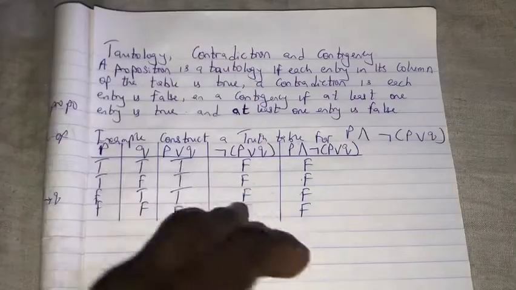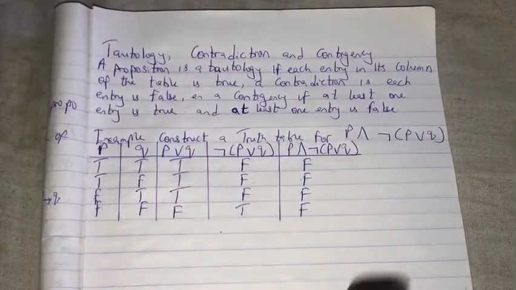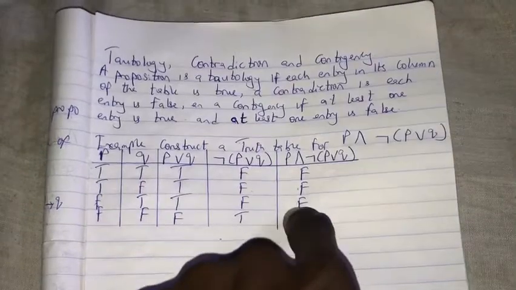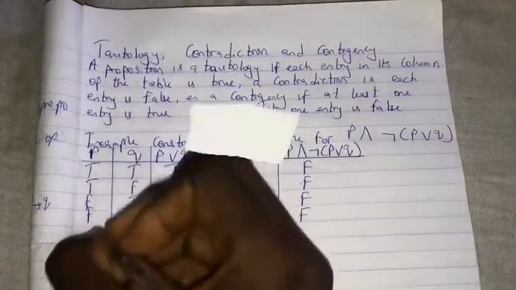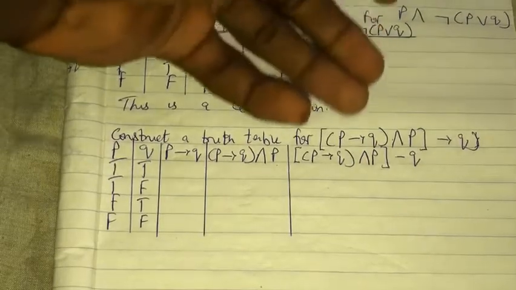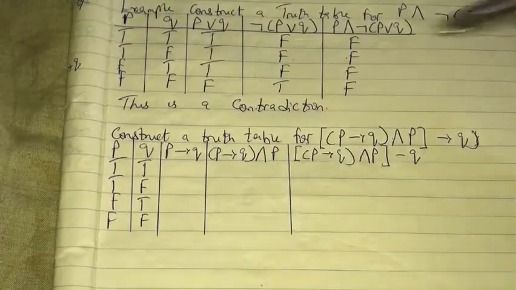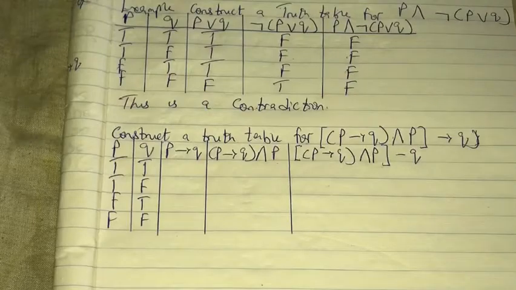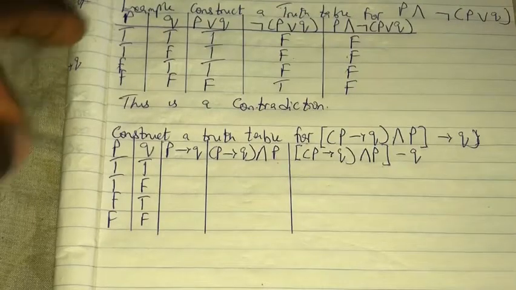So from this we can deduce that this is a contradiction. Therefore our answer is contradiction because they are all false. Each and every one of them is false. That is the reason why it is a contradiction.